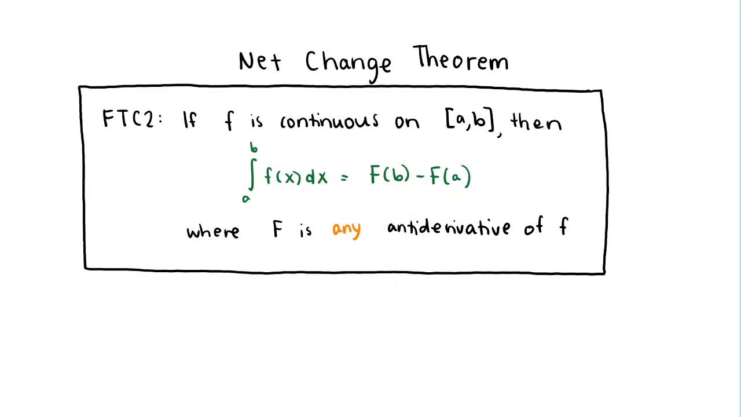Hey everyone. So in this video, I'd like to go over an interpretation of the second part of the fundamental theorem of calculus. Here, the second part of the fundamental theorem of calculus says that if we have a continuous function, the definite integral from a to b of that function comes from evaluating any antiderivative of that function at b, at a, and then taking the difference.